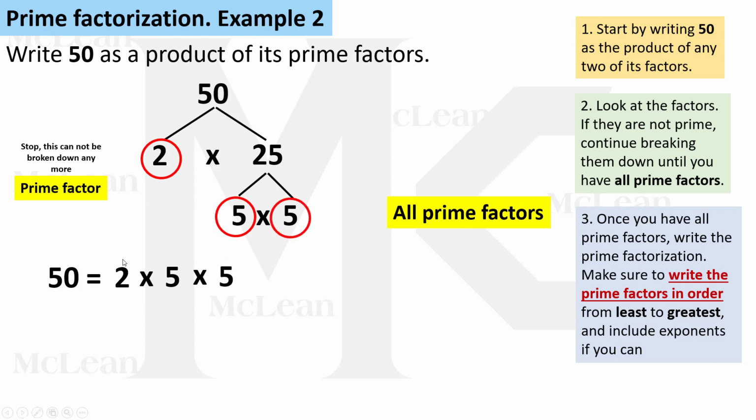Is it correct? 2 fives are 10. 5 times 10, yep, it's 50. That's your answer right there, if you're writing 50 as a product of its prime factors.